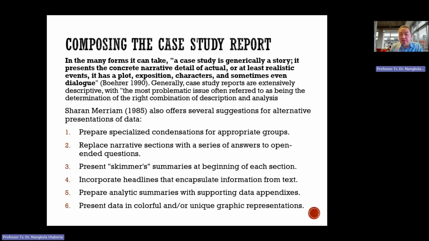How to compose the case study reports? Basically, when you talk about case study, it's more on the stories, so narrative is very important. You can have a thousand pieces of data, but if you cannot compose it into a proper scientific report, it won't work. You are the one who actually composes it. You are the one who interprets it. Not ChatGPT or other things.